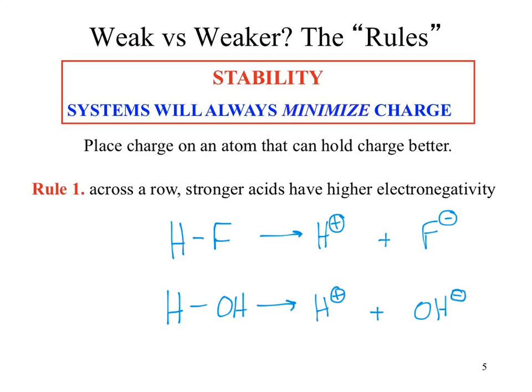Now between these two, which of these is the stronger acid? You might be able to cheat with this. What's this species known as? Water. What's this species known as? Hydrofluoric acid. Which one's the stronger acid? Probably hydrofluoric acid. That's why we call it an acid. Why is hydrofluoric acid a stronger acid? Okay. What we're trying to do is always minimize that charge.